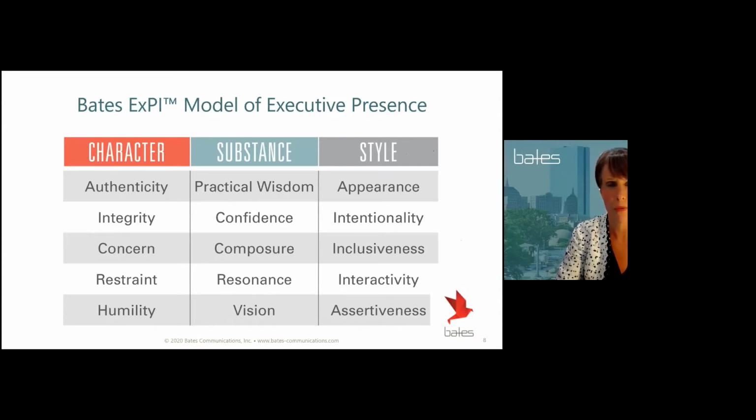Confidence is probably the one that's most misunderstood on our model, because a lot of folks interpret it as self-confidence, you know, how confident am I in my own abilities? But remember, this model really is measuring perceptions of others. So this is about how do others view you in terms of, are you able to make decisions? Are you accountable? Are you willing to take risks?